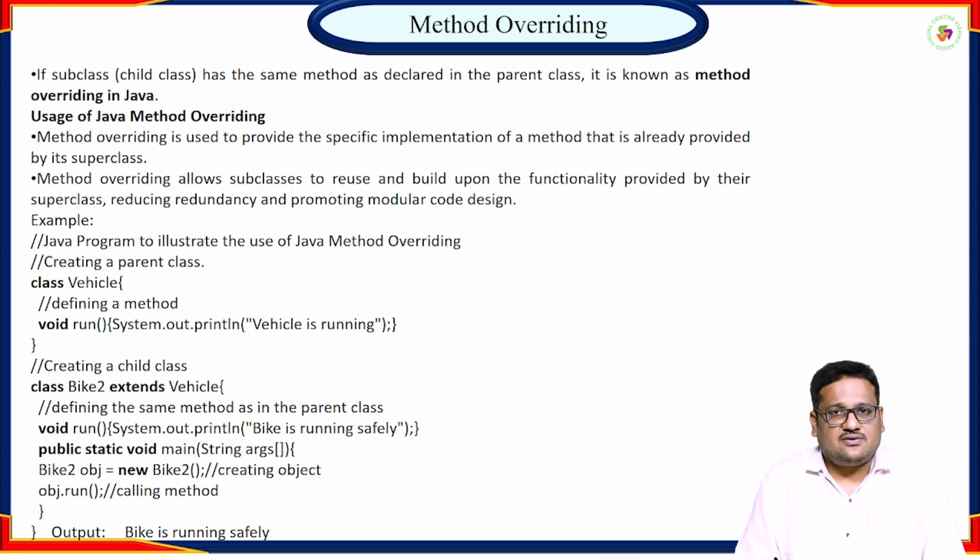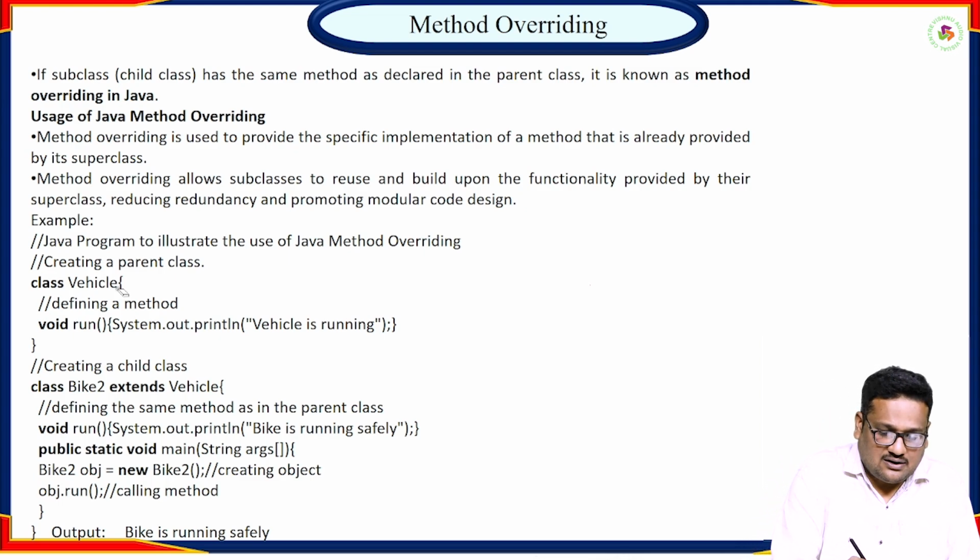Java method overriding is used to provide a specific implementation of a method that is already provided by its superclass. Here superclass means a base class or parent class. Method overriding allows subclasses to reuse and build upon functionality provided by their superclass, reducing redundancy and promoting modular code design.